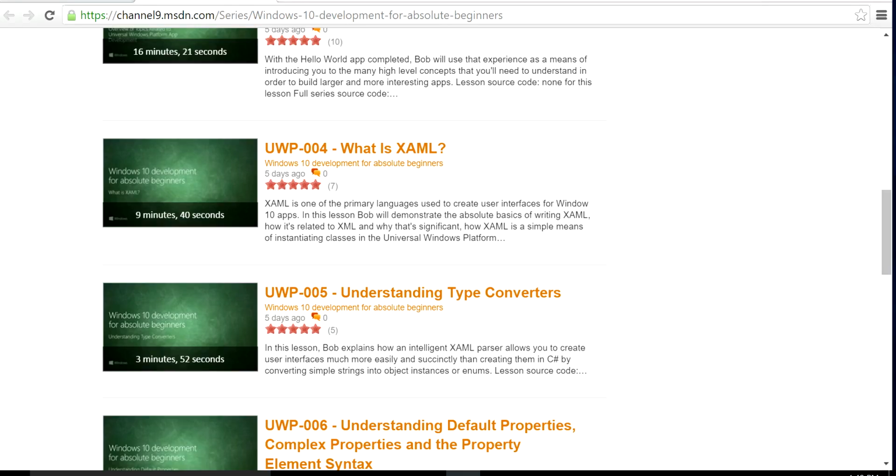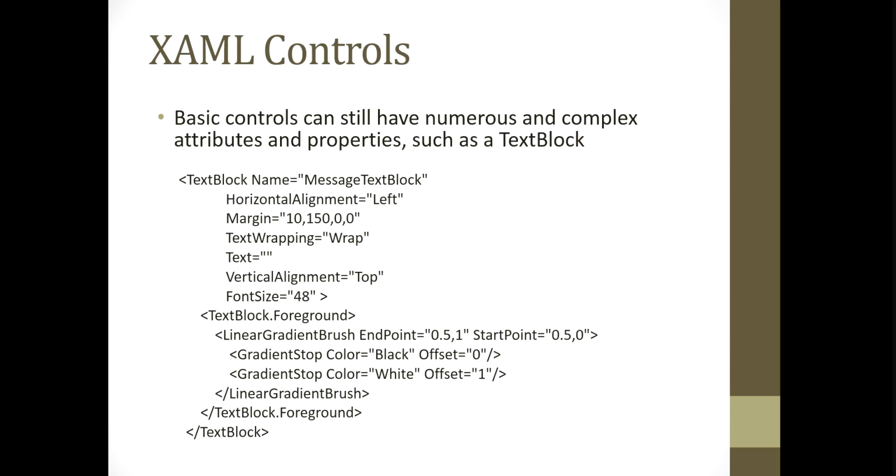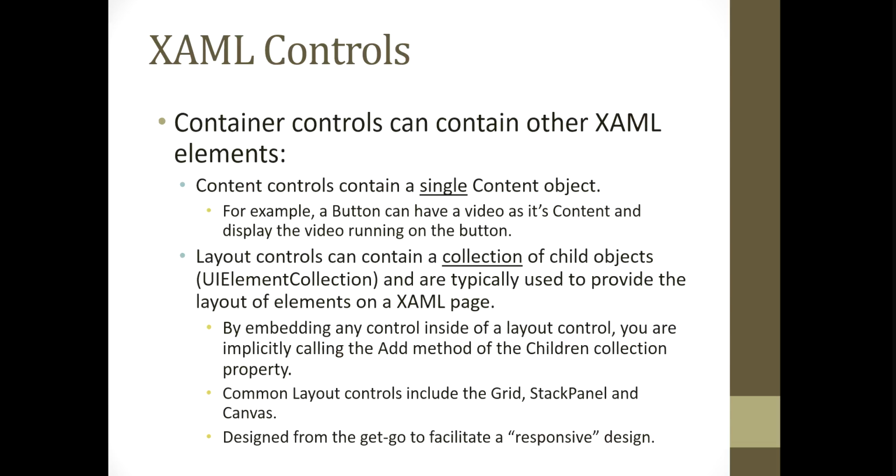Okay, so back to our little PowerPoint here. XAML controls, even the basic ones, as we saw, have quite a bit of power in terms of setting the attributes and the properties. So you can have things like linear gradient brushes, even on something as simple as a text block. But the controls we want to focus on mostly are the basic controls, all the ones that are container controls, that contain something else.